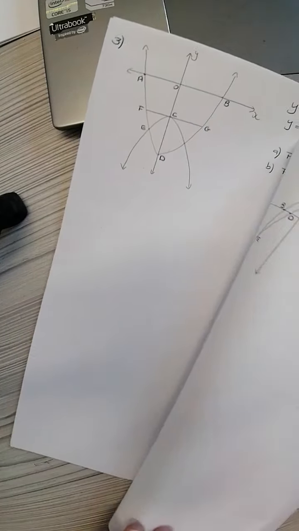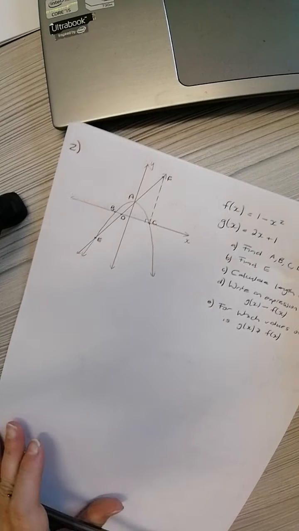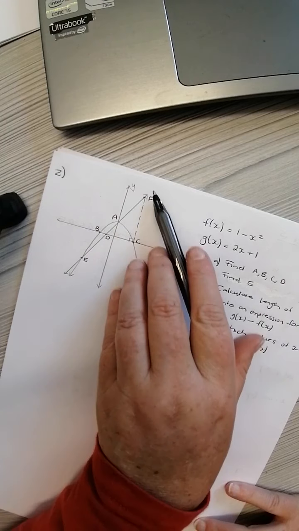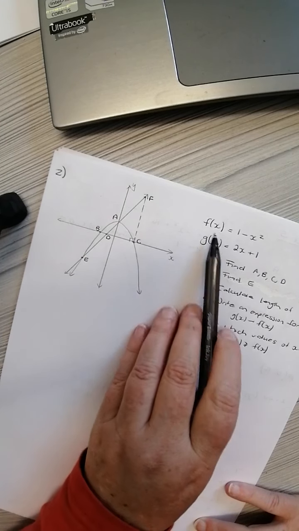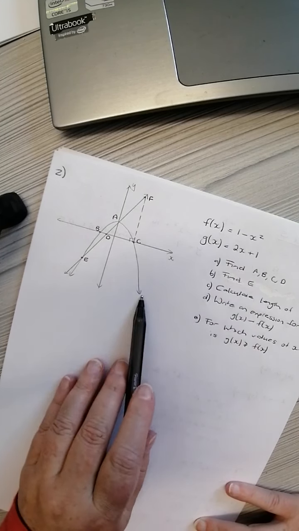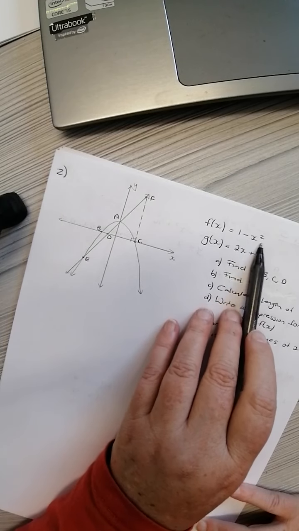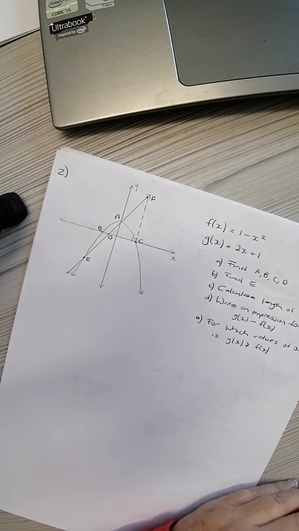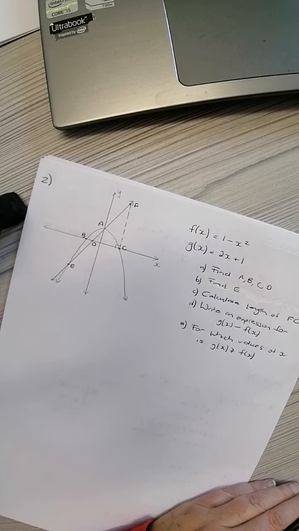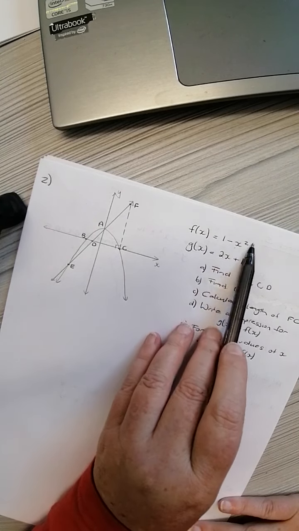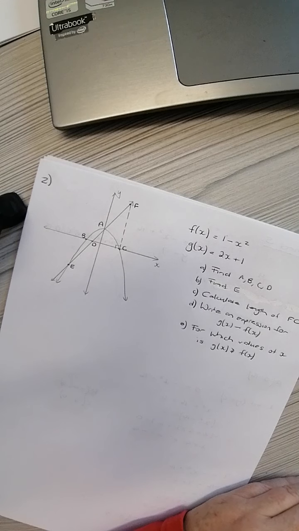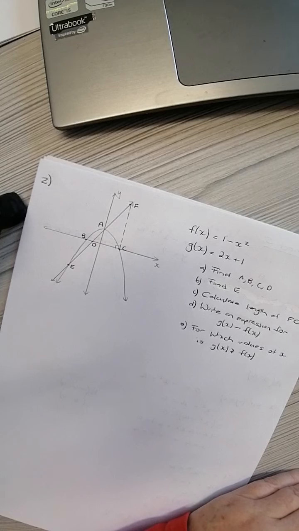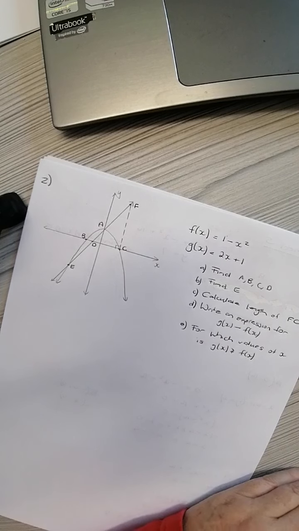Then number 2. Here you have a parabola and you have a straight line. They're giving you 1 minus x squared as your parabola because it's got the x squared. Remember, it's a quadratic equation, so there's always an x squared. Even though it's not necessarily in the form ax squared plus q, that is still the parabola because you recognize it by the x squared. And this is the straight line, 2x plus 1. You've got to find A, B, C, D first.